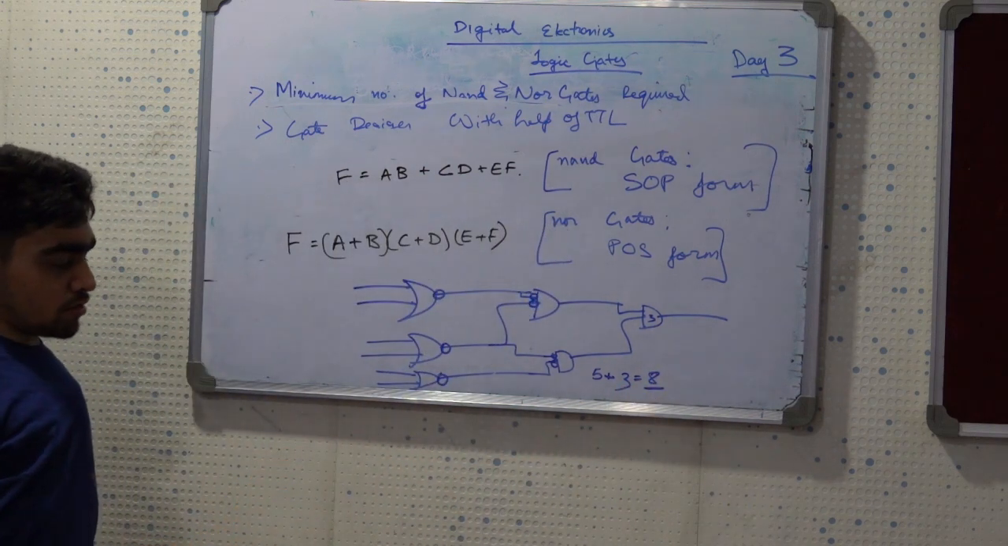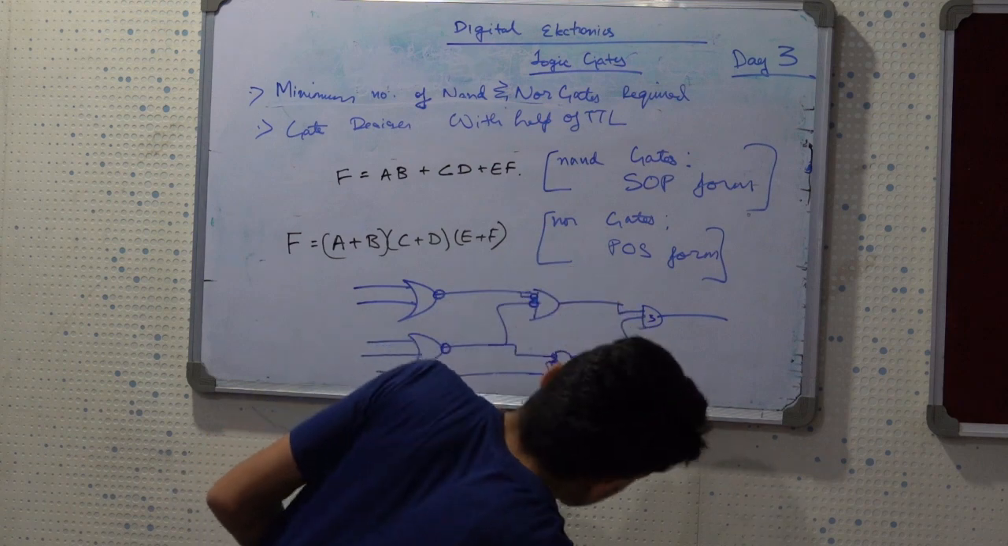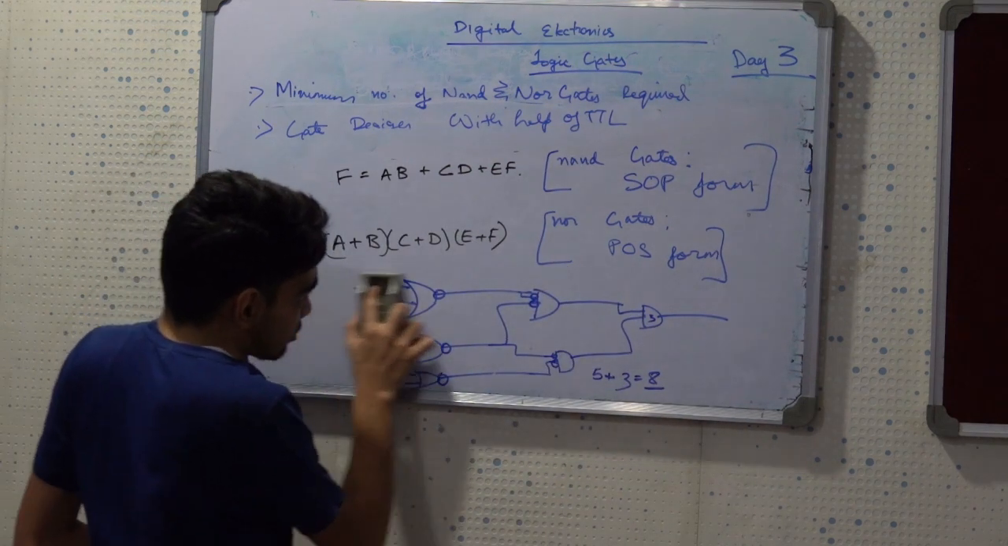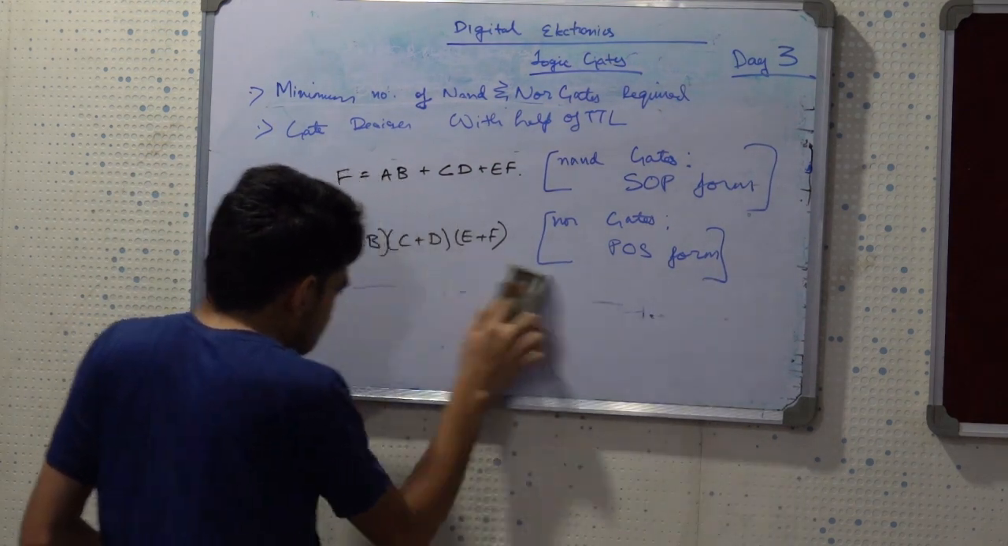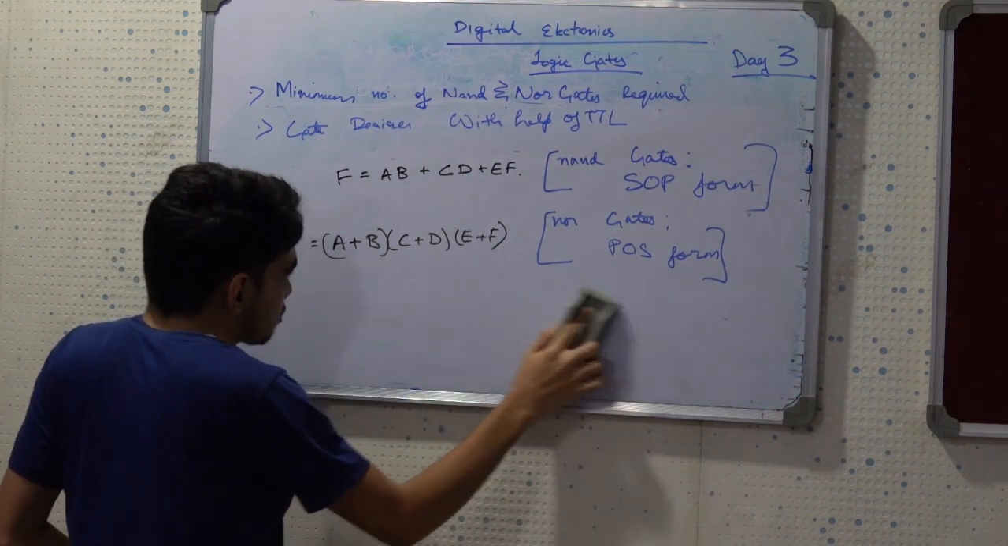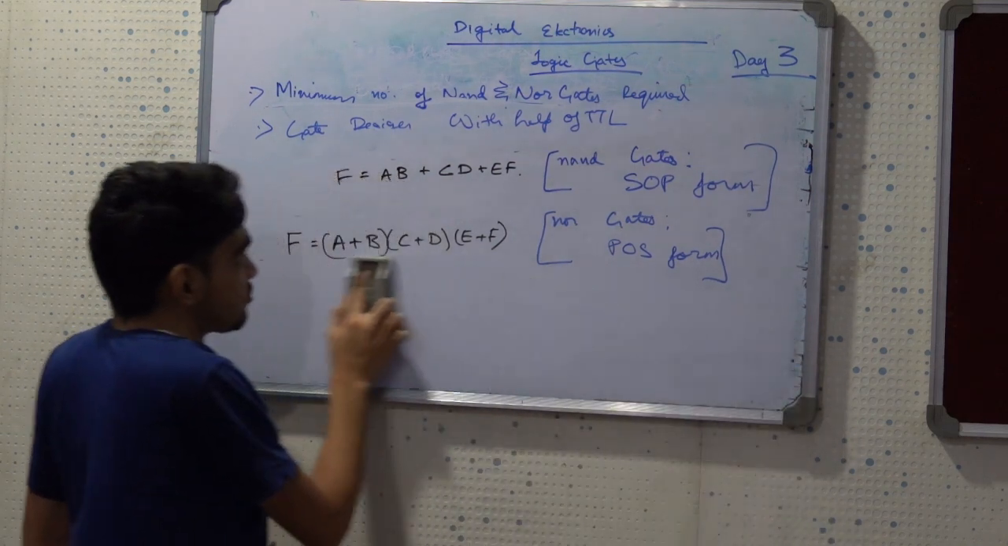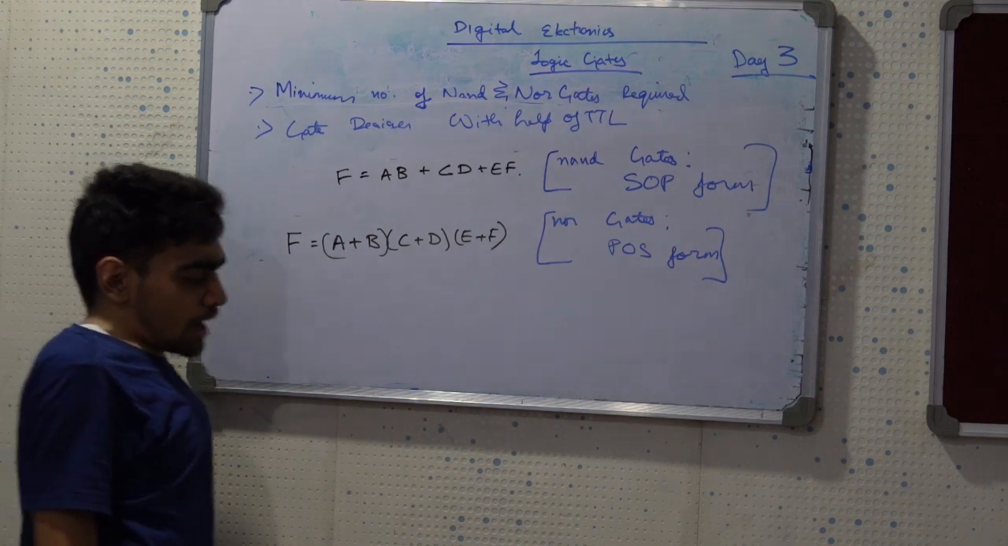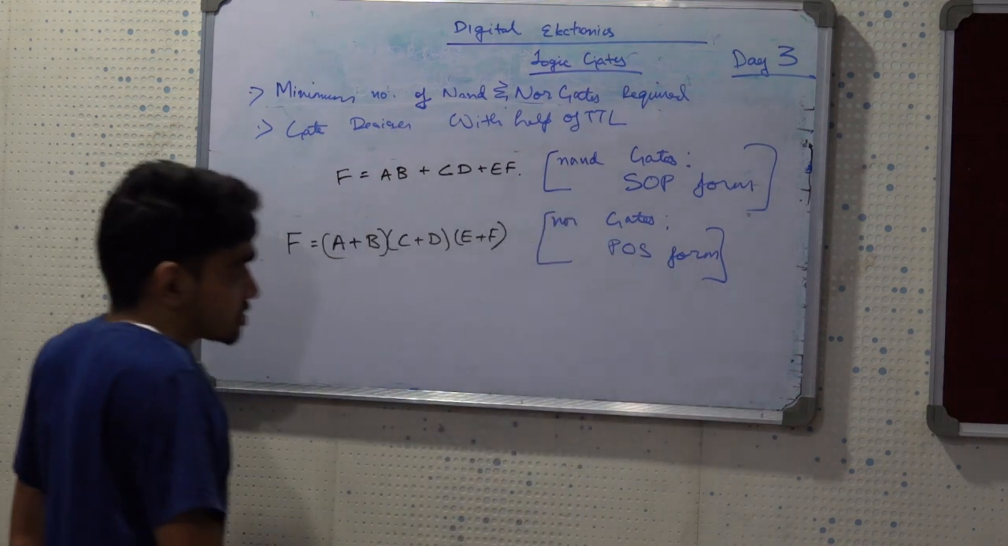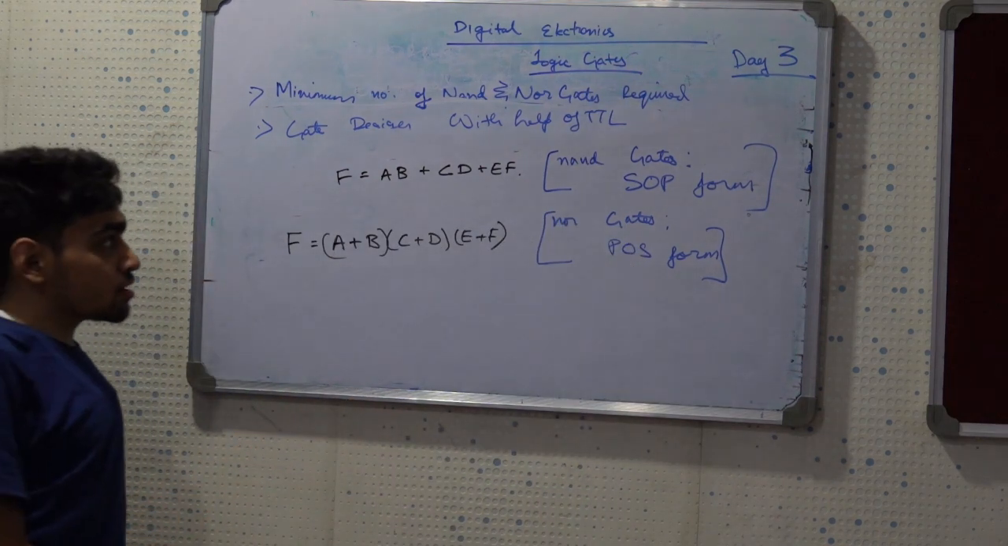So this is how we will find the minimum number of NOR gates required using the POS form. And similarly, for the minimum number of NAND gates, we have the SOP form, which is the sum of the products form.